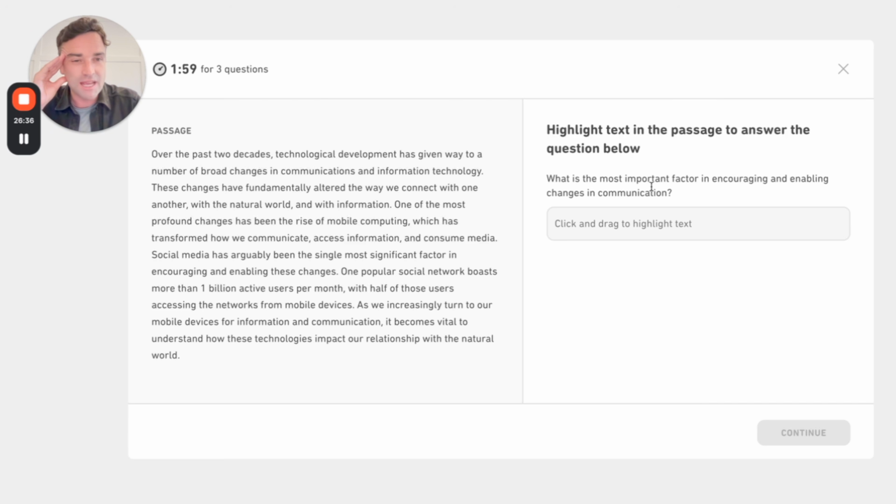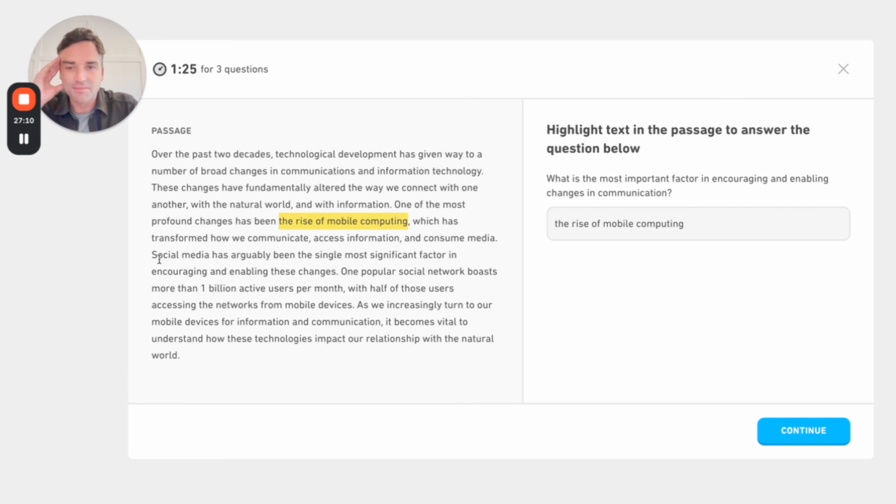So what is the most important factor in encouraging and enabling changes in communication? One of the most profound changes has been the rise of mobile. This is the correct answer. The rise of mobile computing. Okay, so how do you figure out this? Well, you look for synonyms. Okay, so most important factor, most profound changes. I guess that's kind of the connection there.